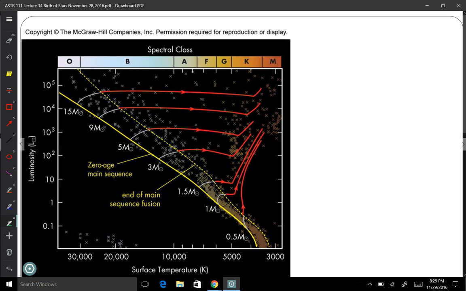Here is now death. Notice we started today's lecture with the birth of stars. We had red lines coming in from the left. Now we have the death of stars. We have red lines leaving the main sequence going to the right. And what's going on, like in this part right here, what's going on there?